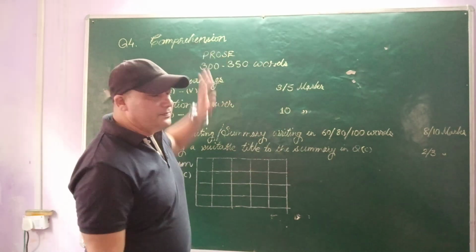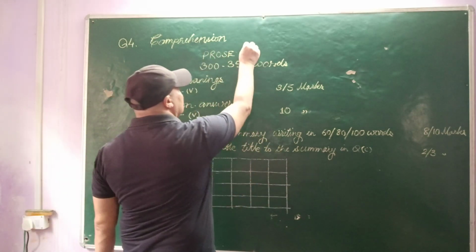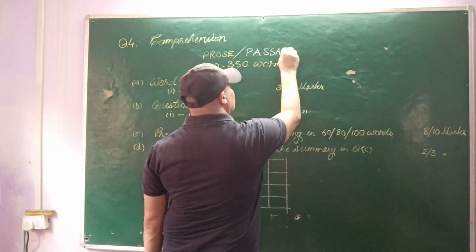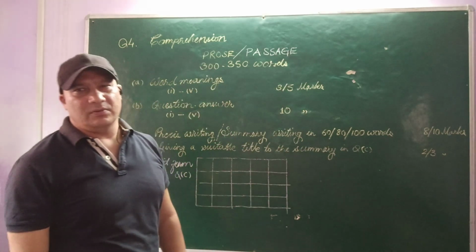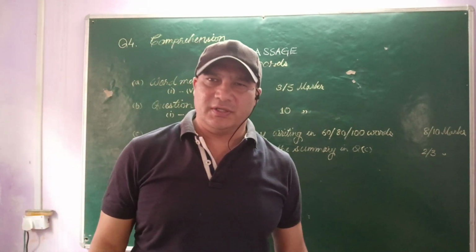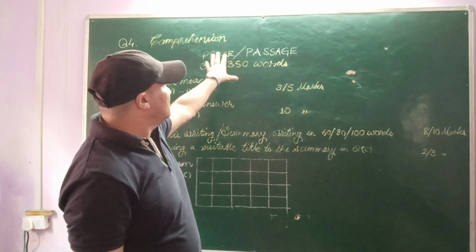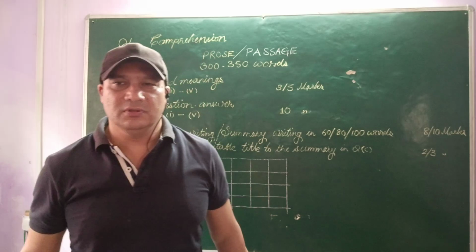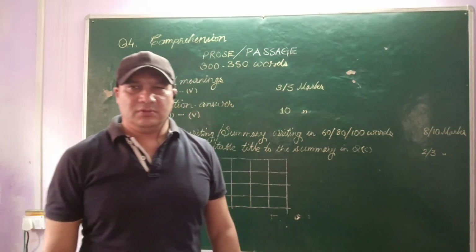Now, in this comprehension, you will get a prose. Prose means a story or a passage. You'll get a prose, or you can call it a passage. It may be in the form of a story, a description, or an article, right? So it can be anything. But this passage as prose is not taken from your prescribed textbook, right? It will be from anywhere, any textbook.